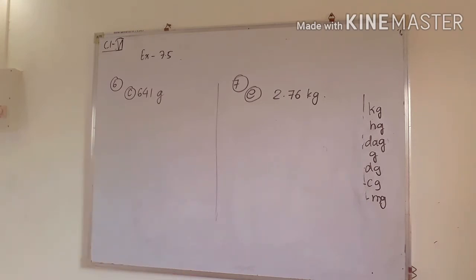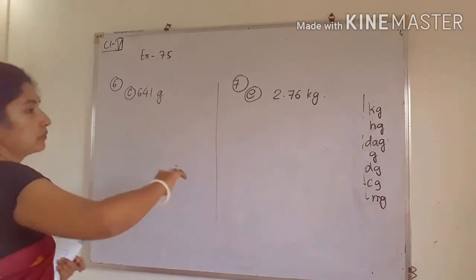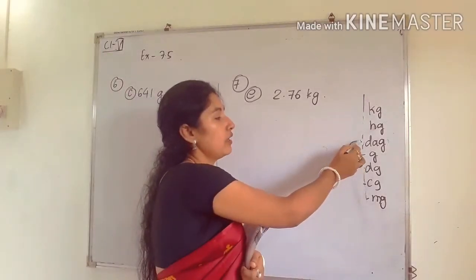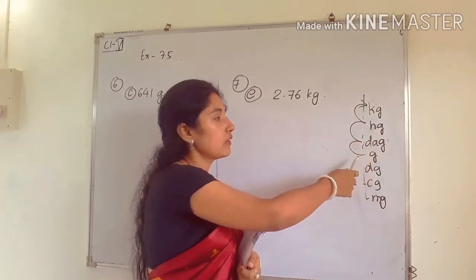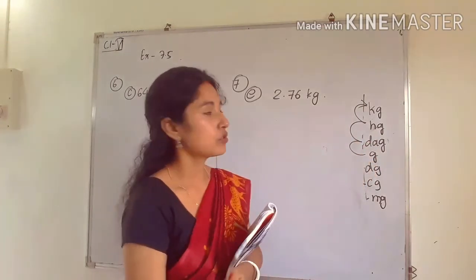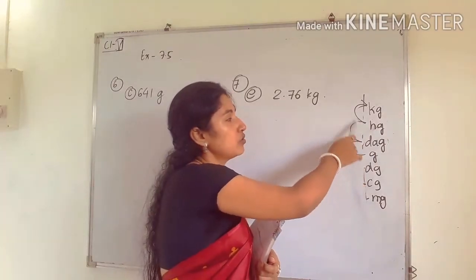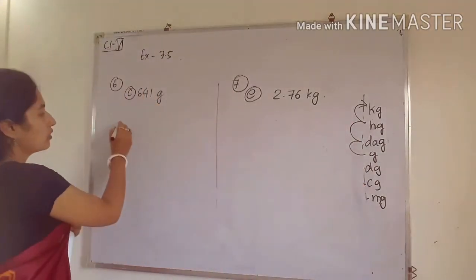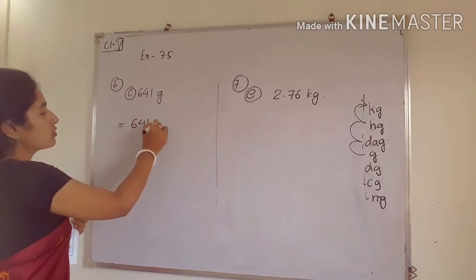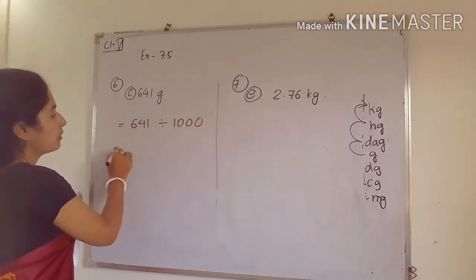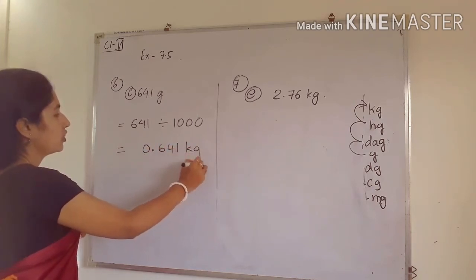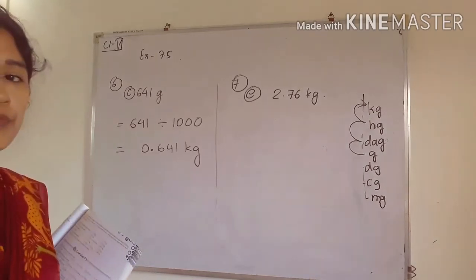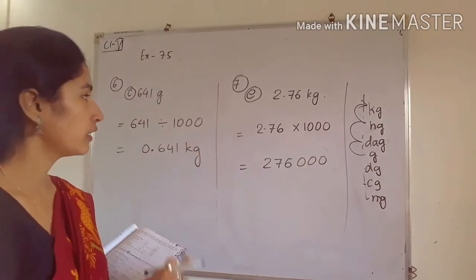So see in question number 6, you have to convert it into kilogram. So this is given in gram. So we have to go. See 1, 2, 3. From gram to kilogram we have to go because it is given in gram. That means we have to go upwards. So how many steps? See 1, 2, 3. 3 steps. That means we have to divide. Okay, we have to divide by 1000. Okay. So if we divide by 1000, the answer will be what? 0.641 kg.